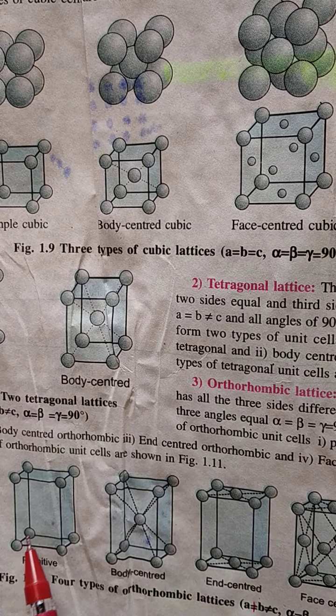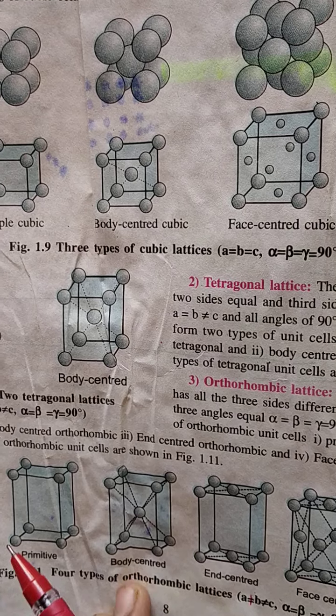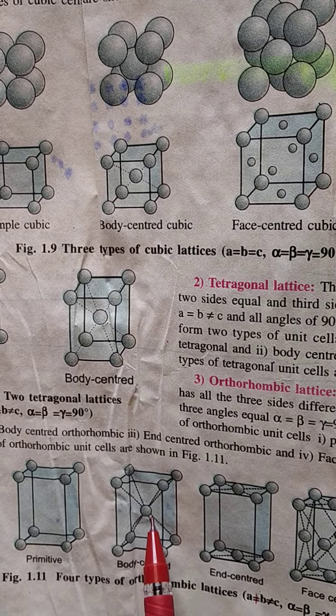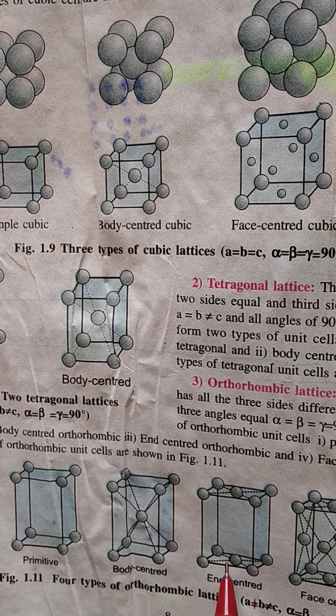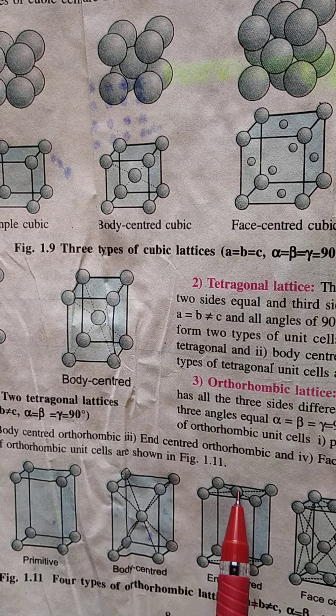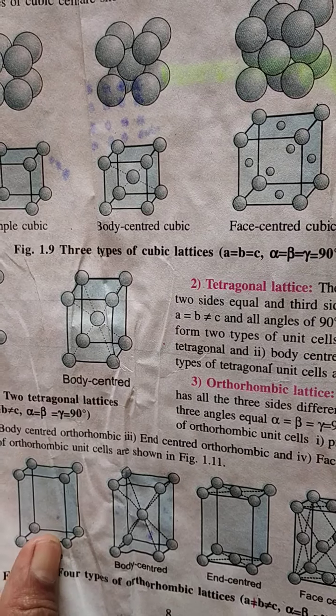First one is primitive, all atoms present on the corner in orthorhombic. Then body centered, all atoms present on the corner. You can see here all atoms present on the corner and one atom present on the body center. Then end centered, all atoms present on the corner and opposite to faces. Okay, this is end center.